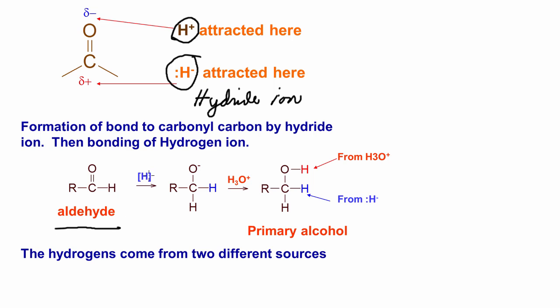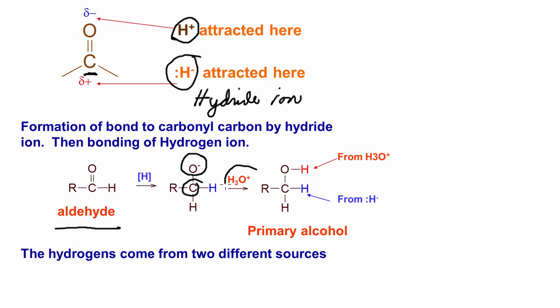We add a reducing agent. The reducing agent is going to provide the hydride ions. So that could be sodium borohydride or some other reducing agent. And so the double bond here breaks, so that pi bond breaks. The hydride ion then is going to add to the carbon. Remember that carbon has a partial positive charge, oxygen a partial negative charge.